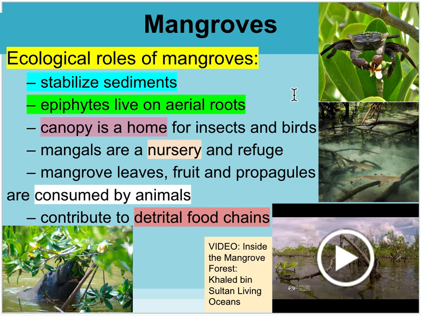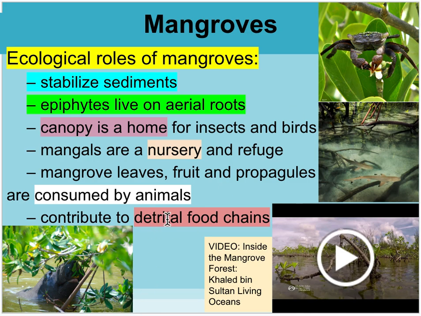So mangrove areas are so important for stabilizing sediments. Different epiphytes, meaning other plants, will live on the aerial roots. Mangroves provide a canopy for insects and birds down in the water. Like here you see some baby shark growing and using this as a nursery. A lot of animals do. The mangrove leaves, fruit, and propagules are all food that different animals eat. Here's a manatee that is coming up out of the water, pushing up to feed on mangroves. And here's a little crab that's doing the same.